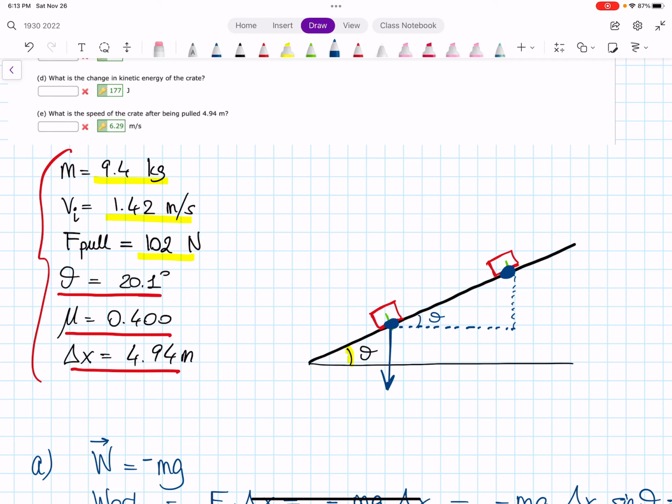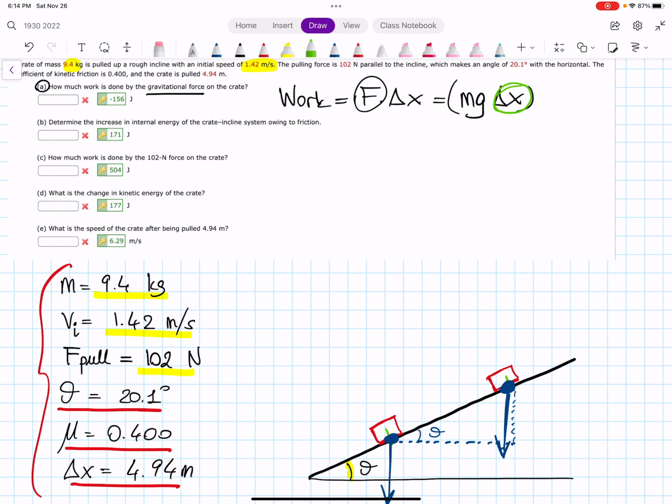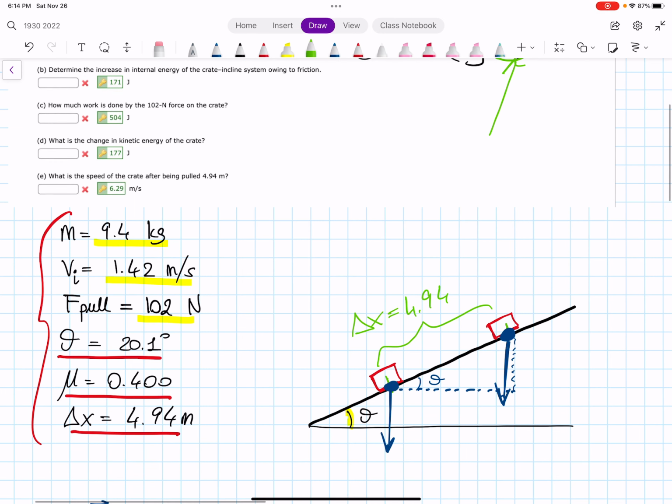Gravitational force is always perpendicular downward. Would you all agree? Good. So the question is asking you the work being done. What are you going to plug in for delta x? Are you going to plug in here delta x equal to 4.94? That's a given to you. No, everybody, you're gonna have to use the vertical displacement because the gravitational force is acting vertically.